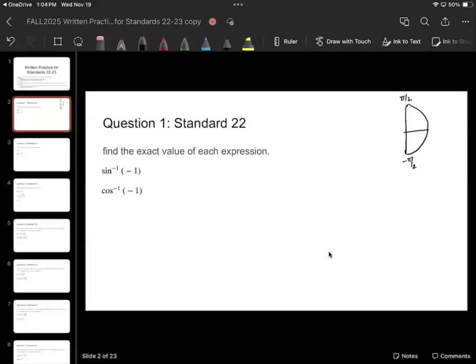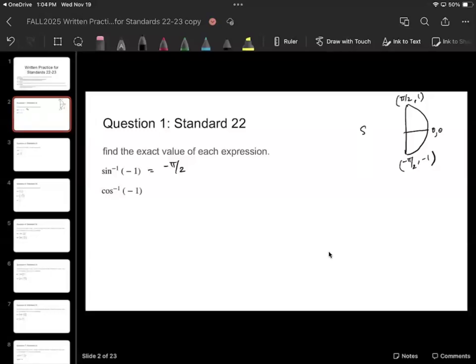So when the angle is negative pi over 2, the value of sine is negative 1, right? So this is the y value corresponding to that. So the sine value is negative 1, 0, 0, and then pi over 2, 1. So these are the values that it is defined for. So that means sine inverse of negative 1 is negative pi over 2.